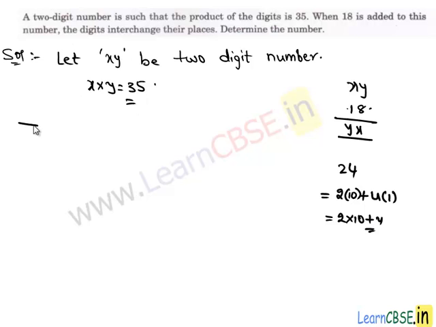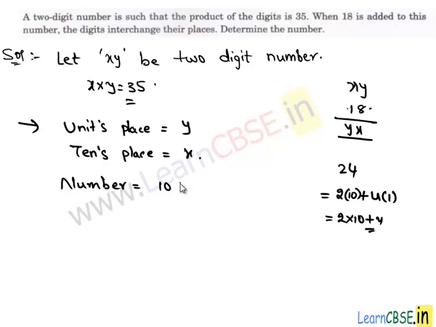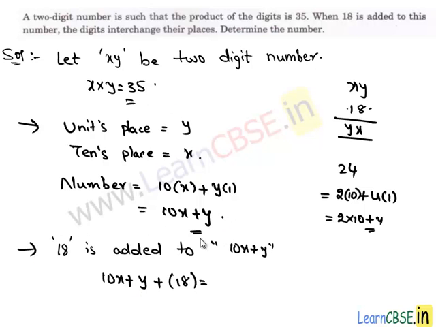Similarly, we can write xy. Here the units digit is y and the tens place is x. Then the number is 10 times x plus y times 1, which is 10x plus y. Now we add 18 to this number. When we add 18 to this number, the digits are interchanged. Then we get the number yx, and we can write yx as 10 times y plus x, since y is in the tens place and x is in the units place. So it is equal to 10 times y plus x.